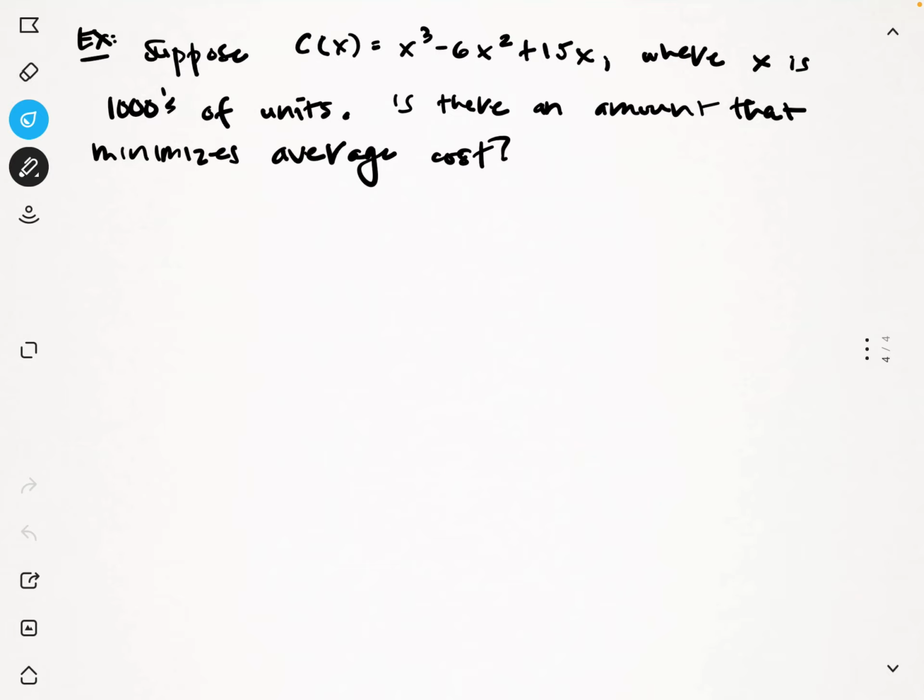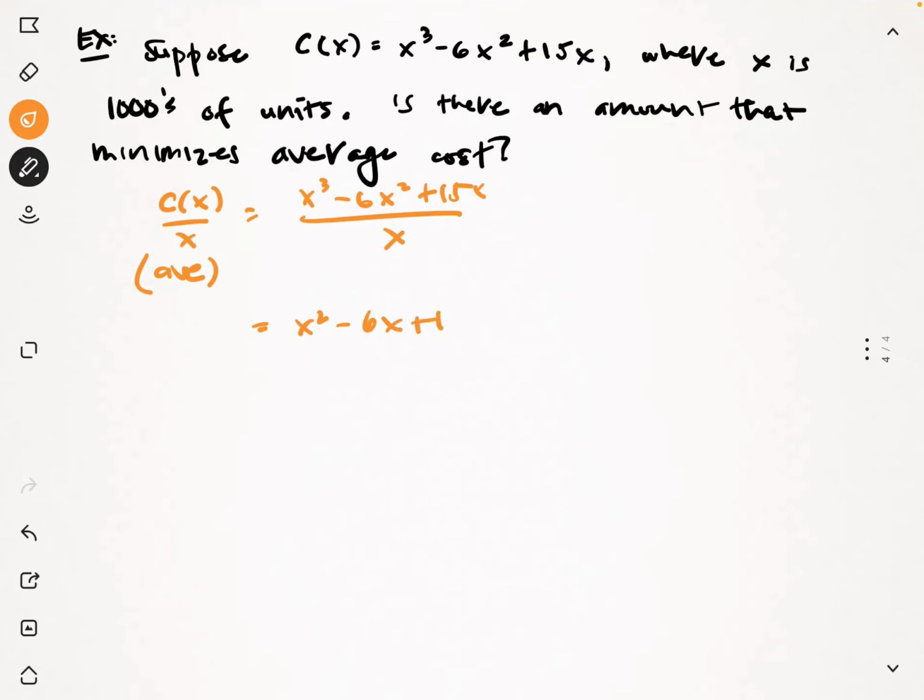For this example, we have x cubed minus 6x squared plus 15x. Again, x is thousands of units. We're trying to find the amount that minimizes average cost. So we're going to do C of x over x, right? This is the average. That's going to be x cubed minus 6x squared plus 15x divided by x. That just means each of those x's is going to be one less, so we're going to have x squared minus 6x plus 15.